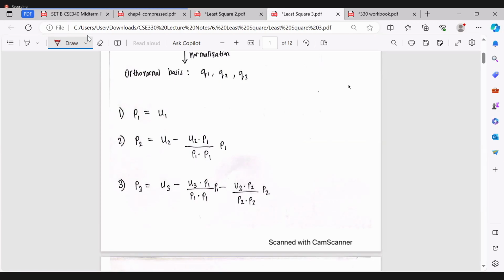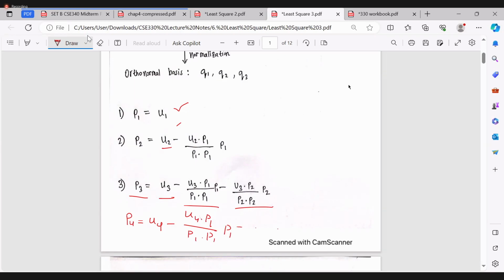This is the formula for calculating P1, P2, and P3 from U1, U2, U3. So P1 is equal to U1. The first one is fixed. The second one is P2 is equal to U2 minus this. And the third one is P3 equals U3 minus this. So what will be P4? P4 will be U4 minus (U4 dot P1 divided by P1 dot P1) times P1.